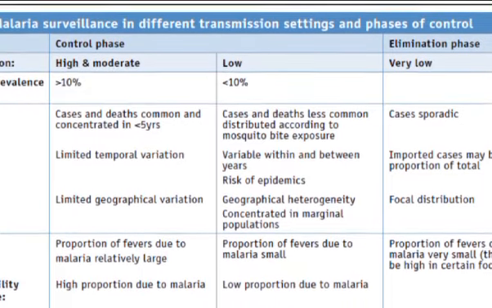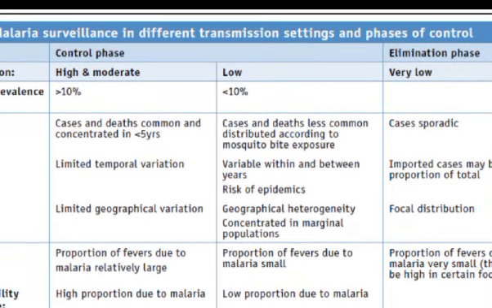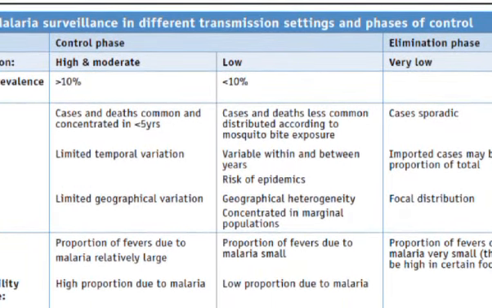Malaria surveillance in different transmission settings and the phase of control. Transmission: parasite prevalence in 2 to 9 years. Control phase: high and moderate, greater than 10%. Low, less than 10%. Elimination phase: very low.